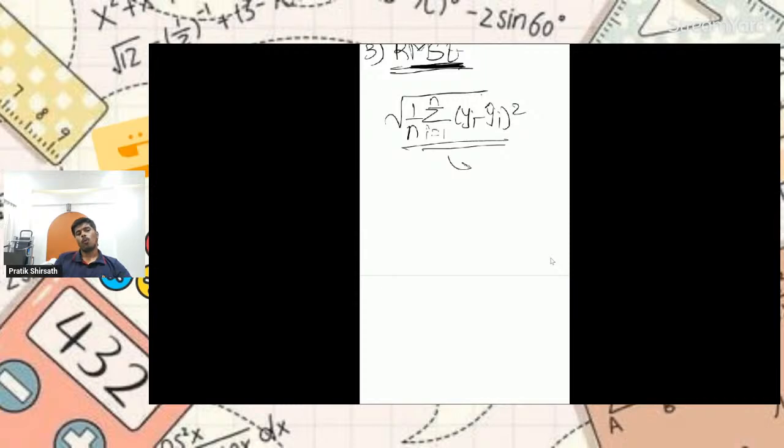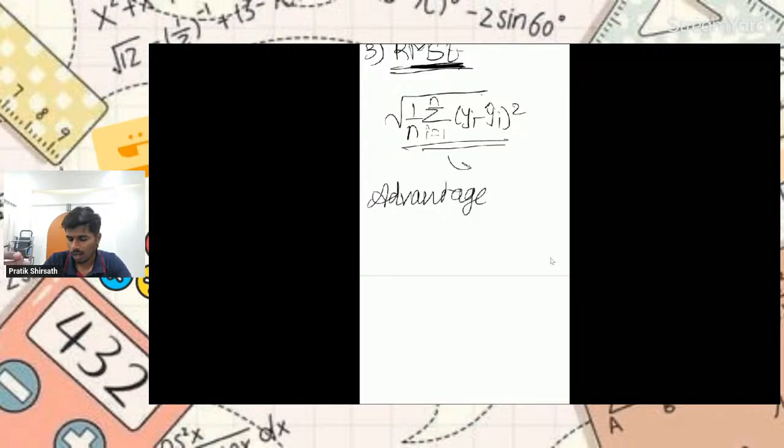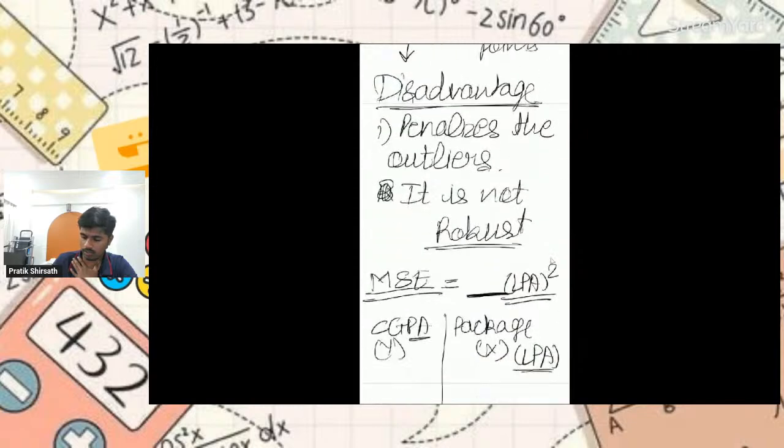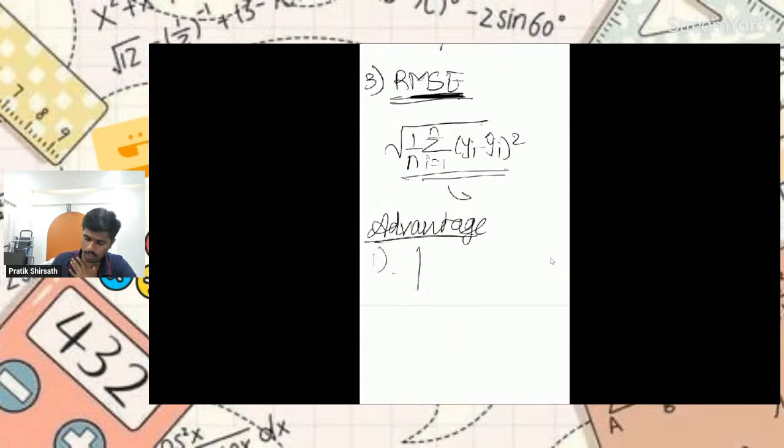Now, what is the advantage of RMSE? I'm not going to solve these examples because it's very easy, and mathematically it's easy maths that everyone can do. So I'm not going to waste my time solving those easy problems. Rather, I will save the time and share more information with you. So what is the advantage? For root mean square error, the advantage is similar to this one. What was its advantage? Parabola, of course, which is great. But along with the parabola, it also has the same unit.